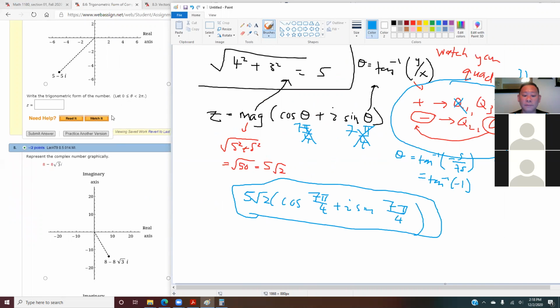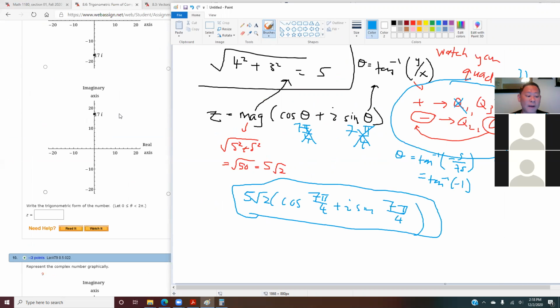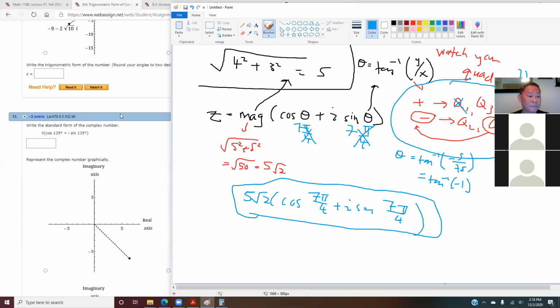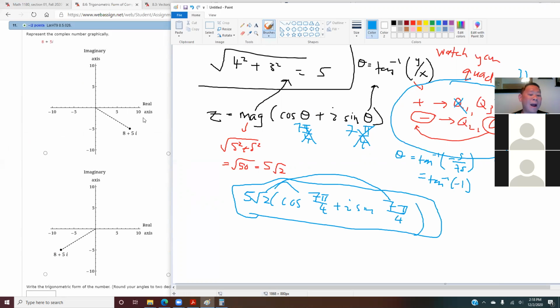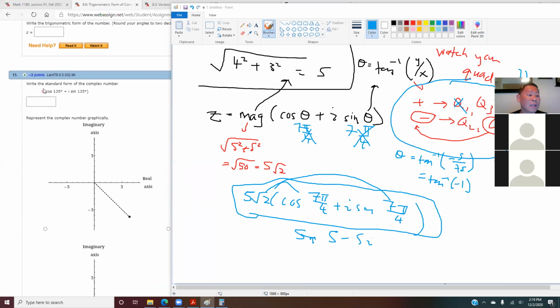You guys with me here? Questions you have? Parker, Ryan? Nope. And if you want to write this in the standard form, it's very easy. You just distribute it back and you will get back the 5 minus 5i.